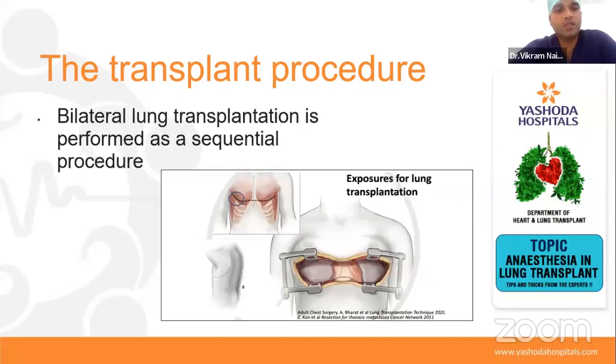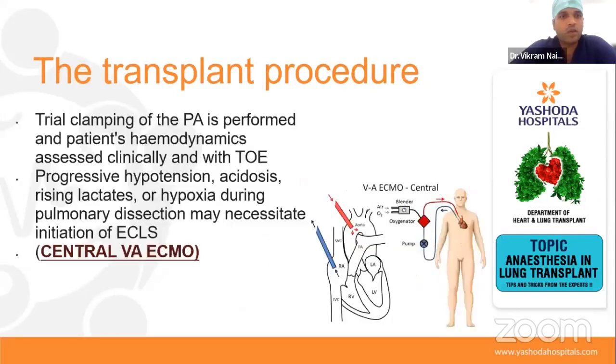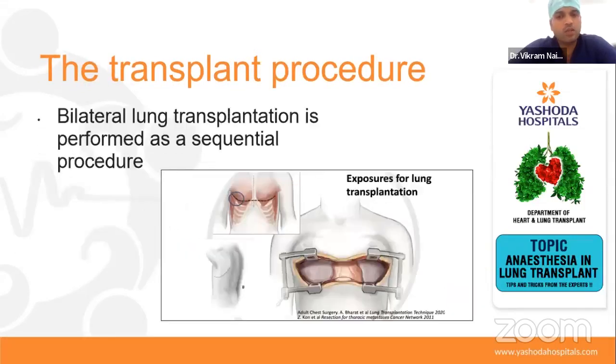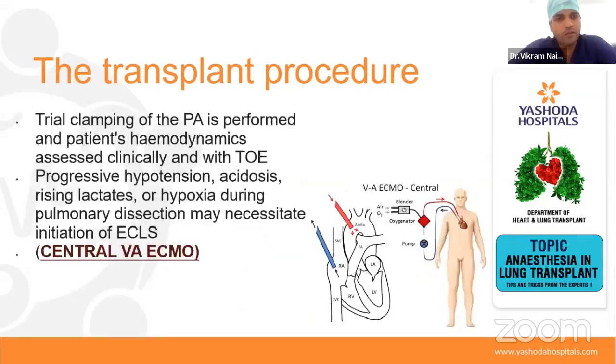So coming to the surgical procedure, bilateral lung transplant is performed as a sequential procedure. Either it can be performed through bilateral anterior thoracotomies or a clamshell incision is given, depending on the surgical requirement. Once both the pneumonectomies are performed, trial clamping of the PA is performed on the required side. Usually a VQ scan is done to determine which side the perfusion is minimal. So the procedure is started.